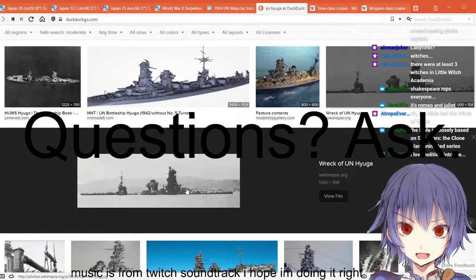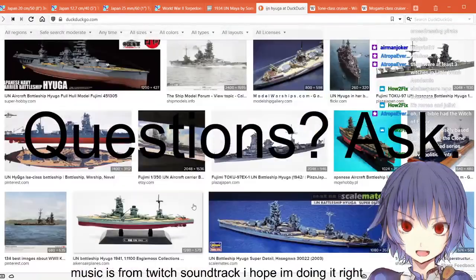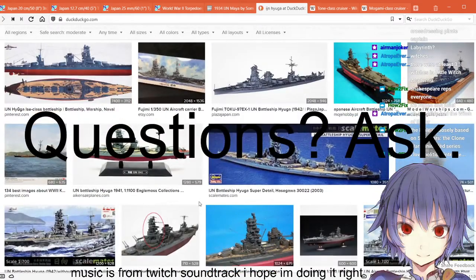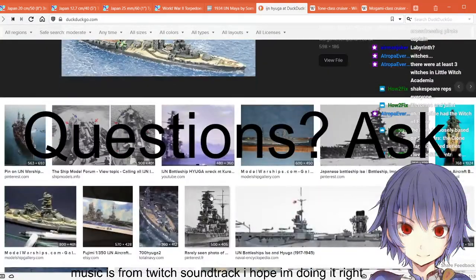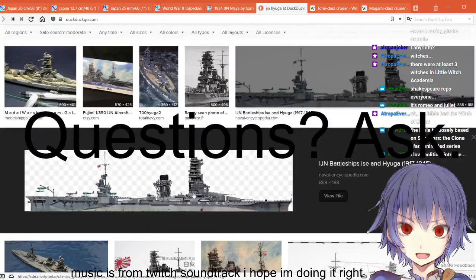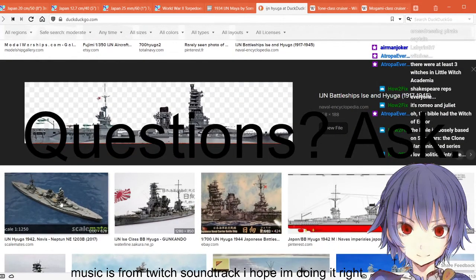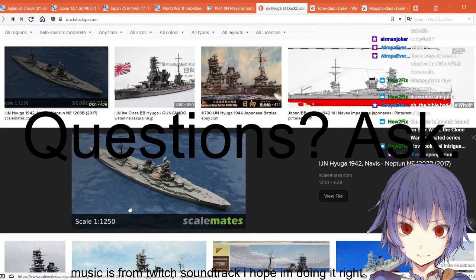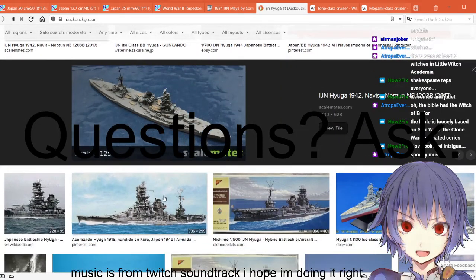Here it is sunk in Kure Harbor, I believe, by bombing. It's kind of sticking out of the water just a little bit. It's only in like 15 meters of water. It's a very interesting looking ship, and I like that a lot. I don't know what's going on with this model, but it's not a very good one. 1250 scale. We're getting scary in here.